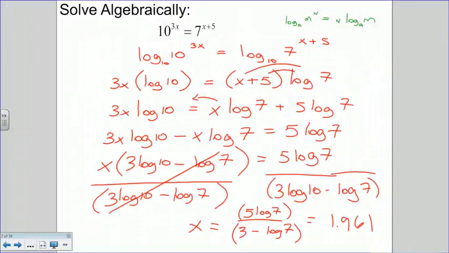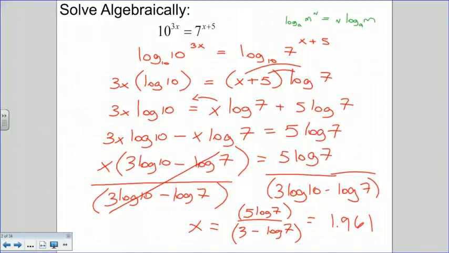So what does that look like? If we were to check our answer, does that mean that 10 to the 3 times 1.961 is equal to 7 to the 1.961 plus 5? Is that what we've done? Right? We solved for that letter x.